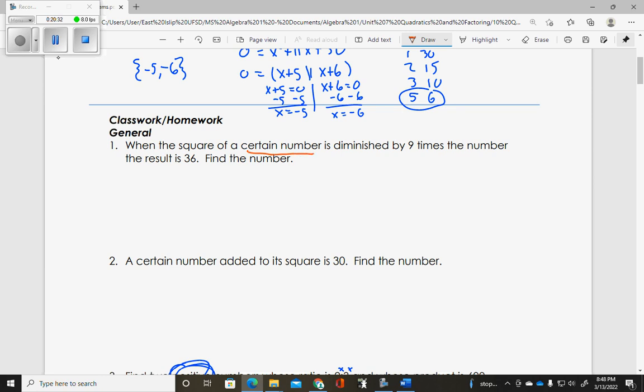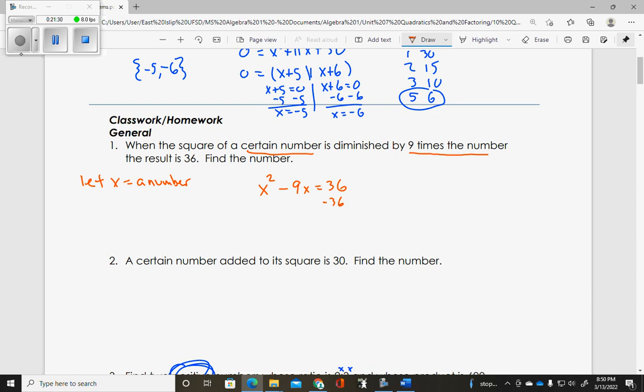When the square of a certain number is diminished by 9 times the number, the result is 36. Okay, I don't know what that number is. I'm going to let x equal a number. And now I'm going to go and write the equation. So when the square of a certain number, they want me to take that number and square it. When the square of a certain number is diminished, to be diminished means something's being subtracted away. It's diminished by 9 times the number. Remember, the number was x, so it's diminished by 9x. The result is 36.